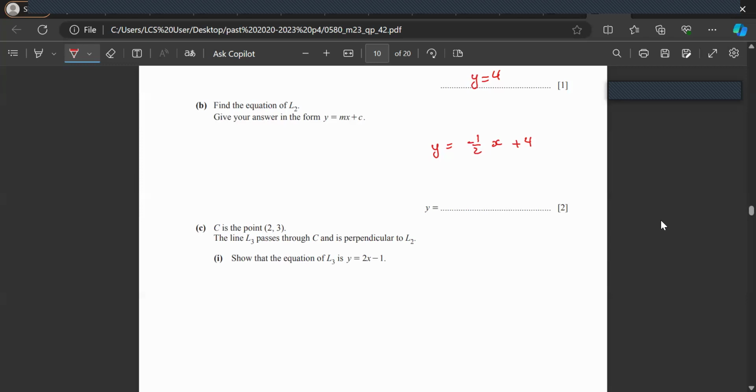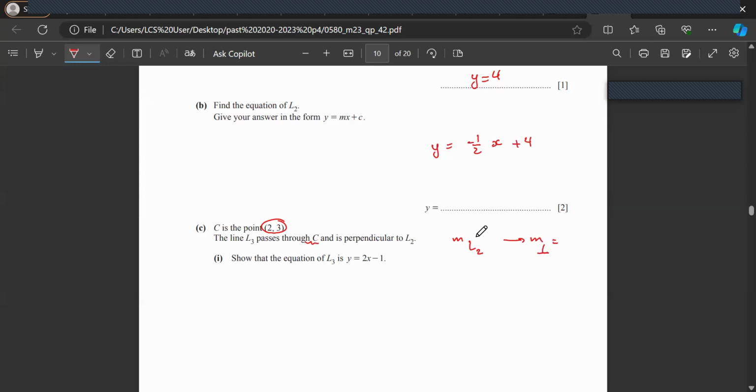Look here, he's telling you: C is the point (2, 3), and line L3 passes through point C and is perpendicular to L2. Show that the equation is y equals 2x minus 1. That means he said it is passing through C, so this is the point I'm going to use. Then it is perpendicular to L2, so you get the gradient of L2, then get the gradient perpendicular to it.